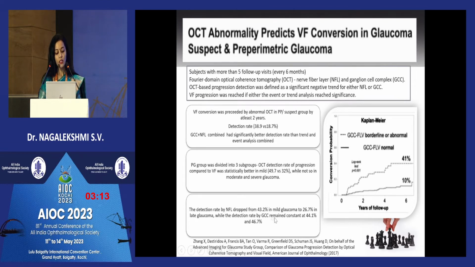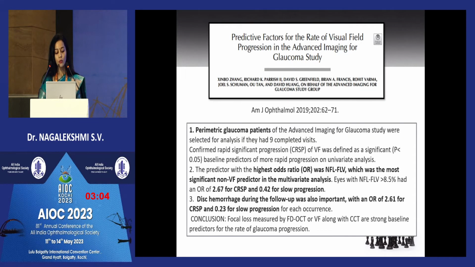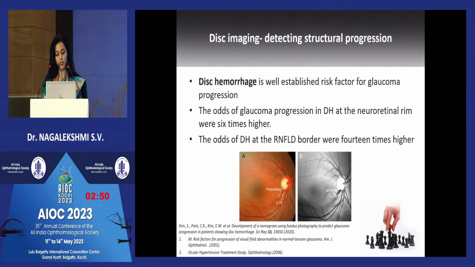Also surprisingly, while the detection rate by NFL dropped in late glaucomas, by GCC it remained fairly constant even in the later stages. So the same group published the data on perimetric glaucoma. Again, the highest odds ratio was noted for nerve fiber layer and focal loss volume, especially in rapid progressors. Also, disc hemorrhage was known to have a higher odds ratio.